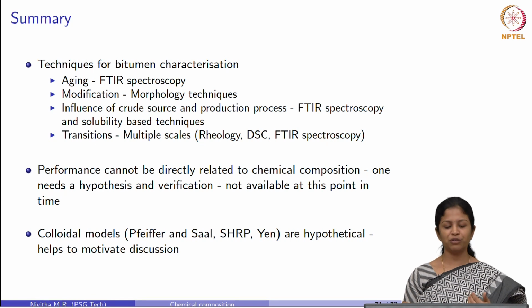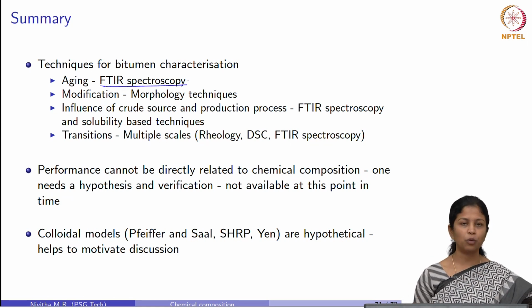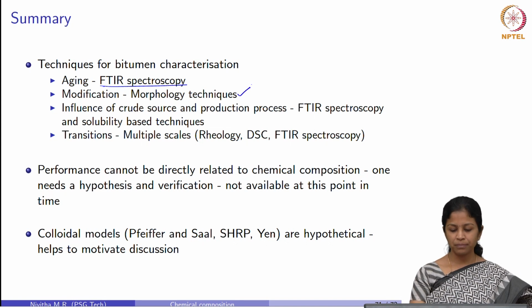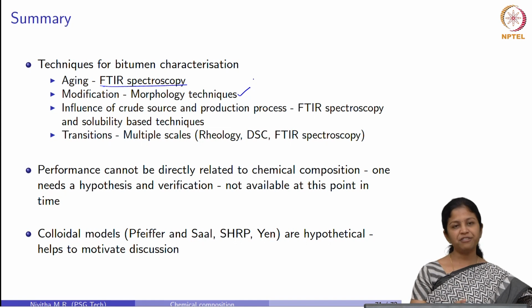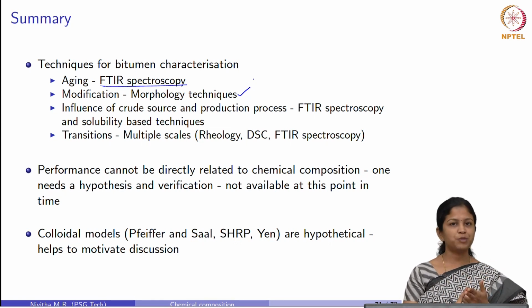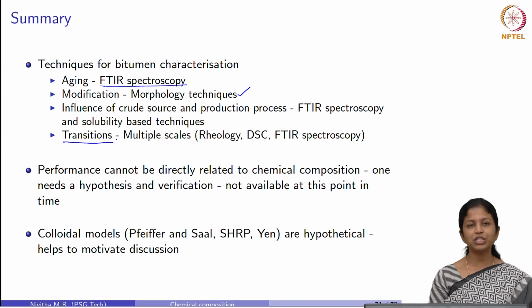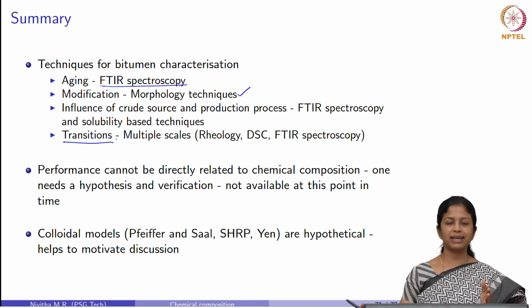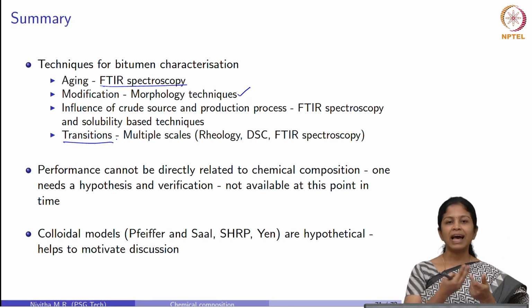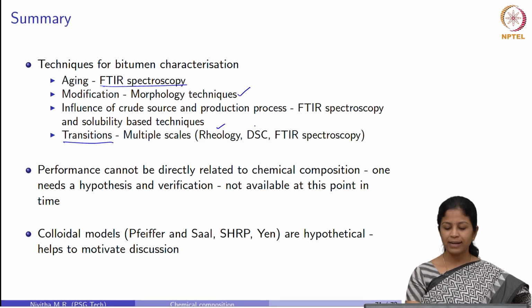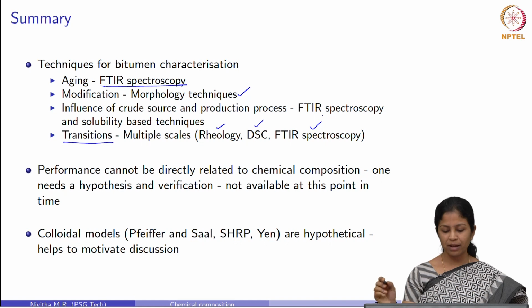These are few of the techniques which are used for bitumen. For aging, we saw that we have to identify functionalities in bitumen, so we will be using FTIR spectroscopy. For modified bitumen, we saw morphology related techniques were very successful. So for modification purposes, we are going to use morphology related techniques. For information on crude source and production process, we can use FTIR spectroscopy to quantify the changes at the microstructural level, and we can also use solubility based techniques, which are nothing but the fractionation procedures. To identify transitions which happen in this material, it has to be evaluated at different scales. The rheological property shows when transition occurs, and the microstructure related techniques show why this transition occurs. So we have a combination of rheology, DSC, which is differential scanning calorimetry, and FTIR spectroscopy.